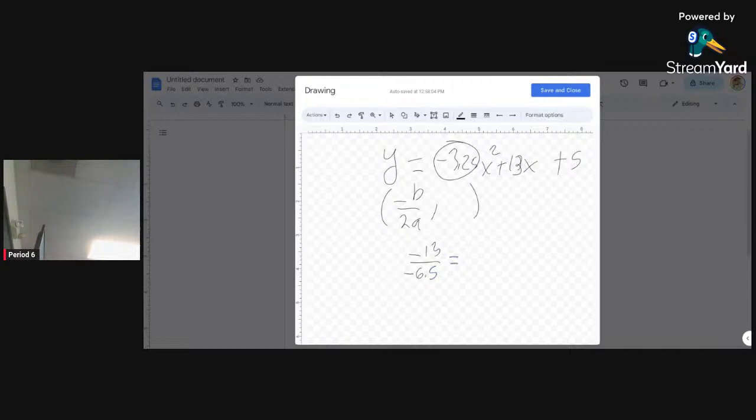Okay, so fine. So what's 13 divided by 6.5? Why do we get 6.5? It's 2 times a. So what's a? Oh, that's our a. Okay, so what's 13 divided by 6.5? It's 2. Huh. That number sounds familiar. So far, our vertex has an x input of 2.